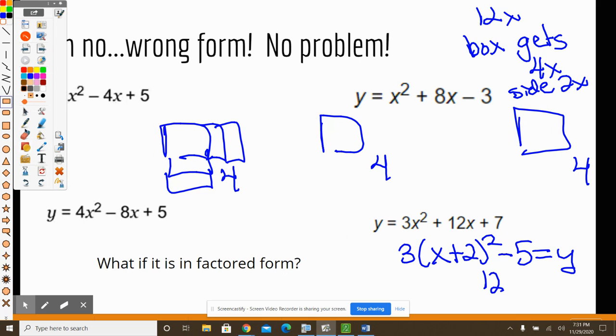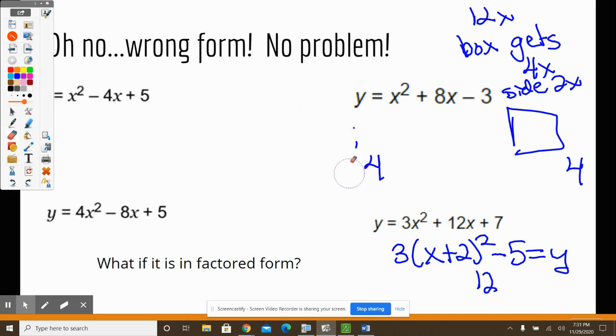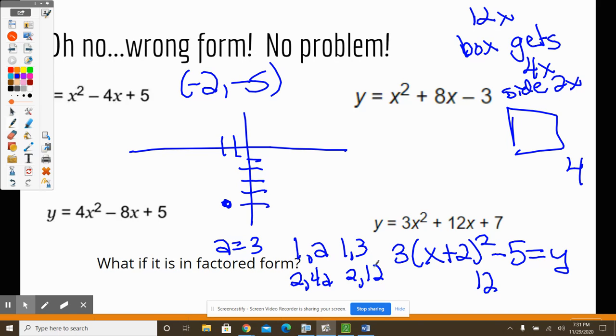So what is my vertex? Well, there's a 2 in the parentheses, so I need to go to the left 2, which is -2, down 5. So that is my vertex, (-2, -5). And now I'm going to do my stretch factor, which is 3. So I'm going to go over 1, up A, or over 1, up 3, over 2, up 4A. So over 2, up 4 times 3 is 12. Over 1, up 3.